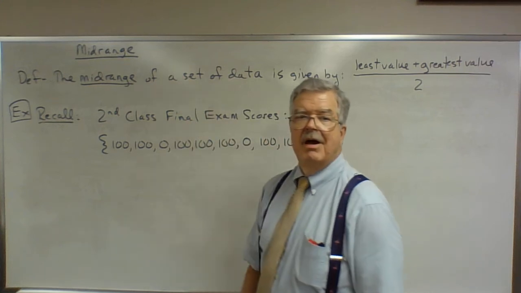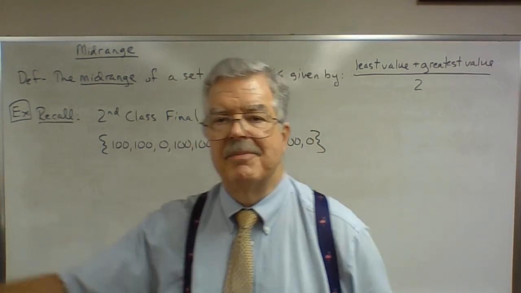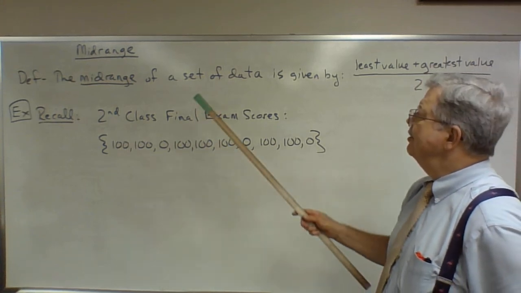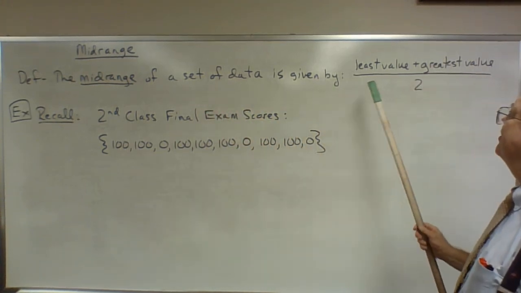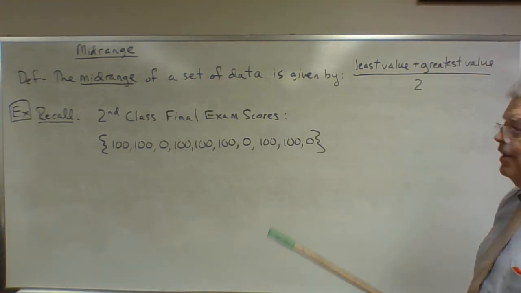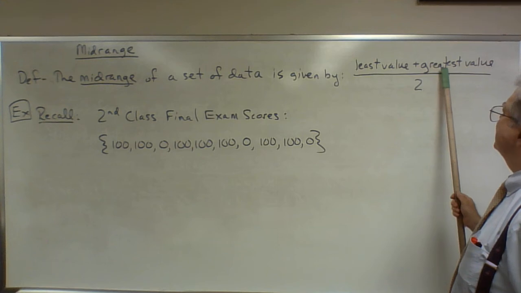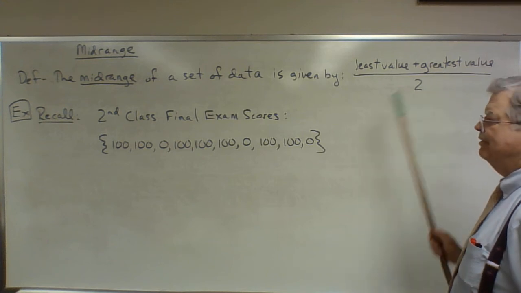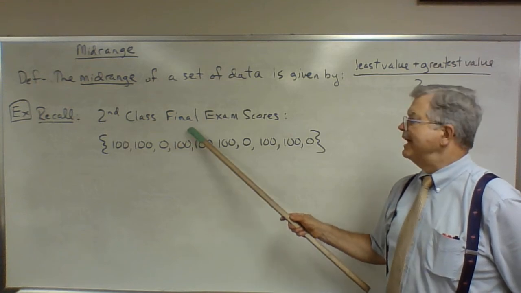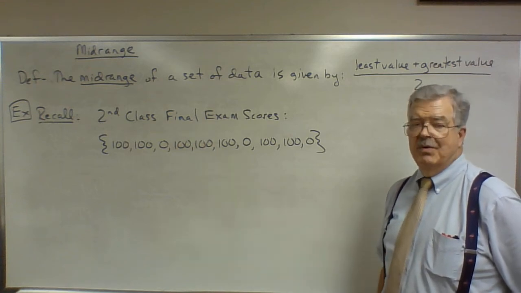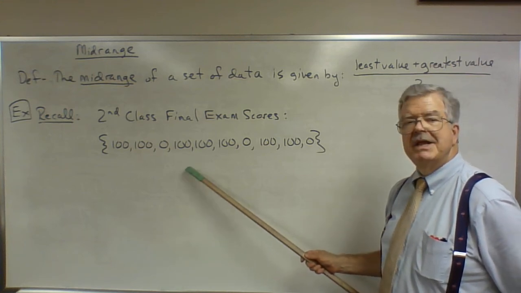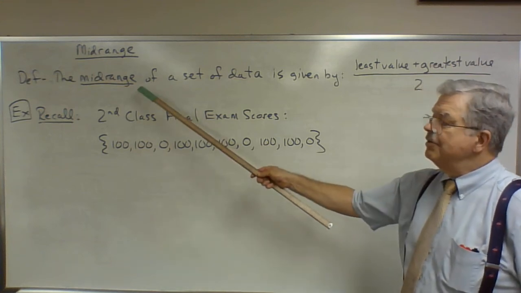Mid-range, our last measure of what's average or typical. The mid-range of a set of data values is the mean of the least value and the greatest value. We add the least value and the greatest value together, divide by 2. And as our first example, we're going to go back to the 2nd class final exam scores. We've computed the mean, we've computed the median. Now we're going to do the mid-range.